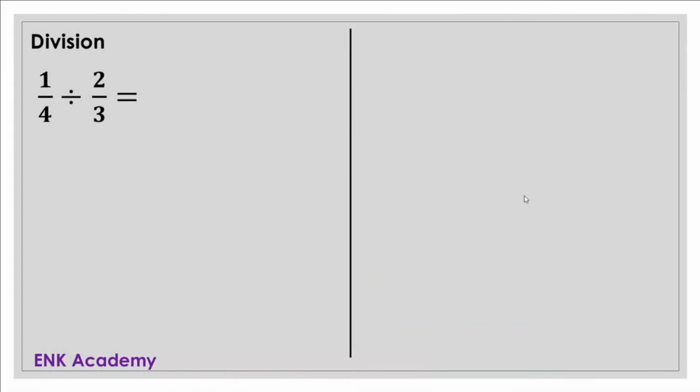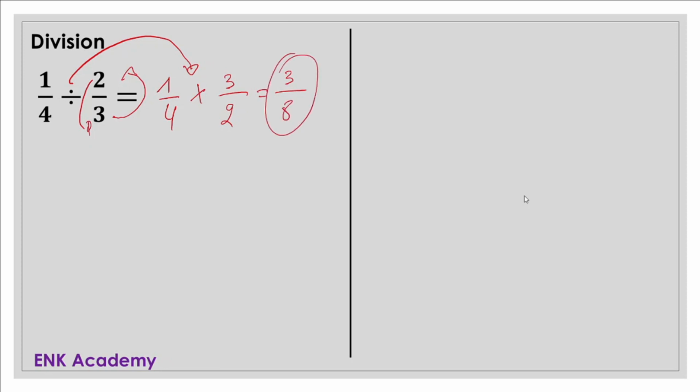How do we divide two fractions? To divide two fractions, you take the first one, you keep it as this, and then you multiply by the inverse of the second one. So the denominator becomes the numerator, and the numerator becomes the denominator, and then you change the division to multiplication, which will now give us 1 times 3, which is 3, 4 times 2, which is 8, and this is the division as we need.